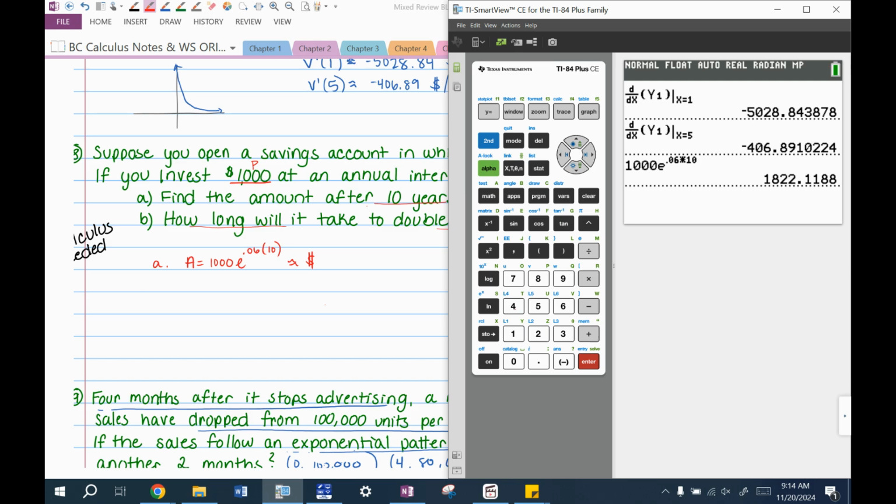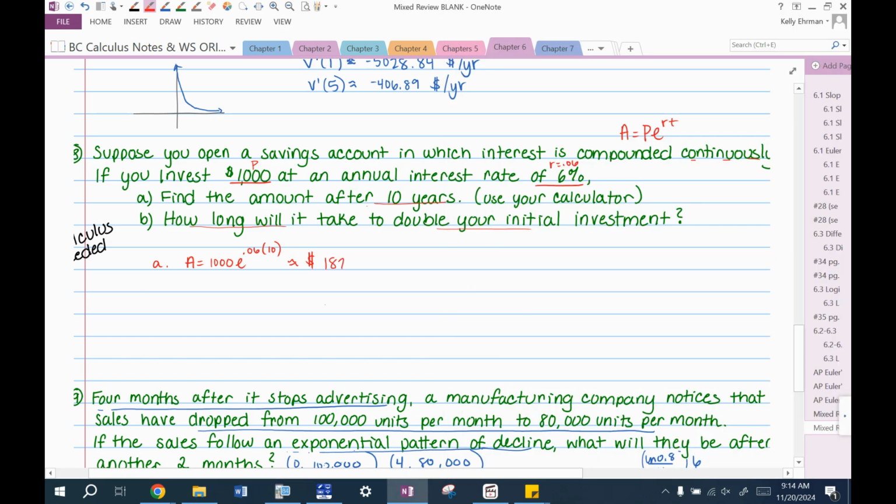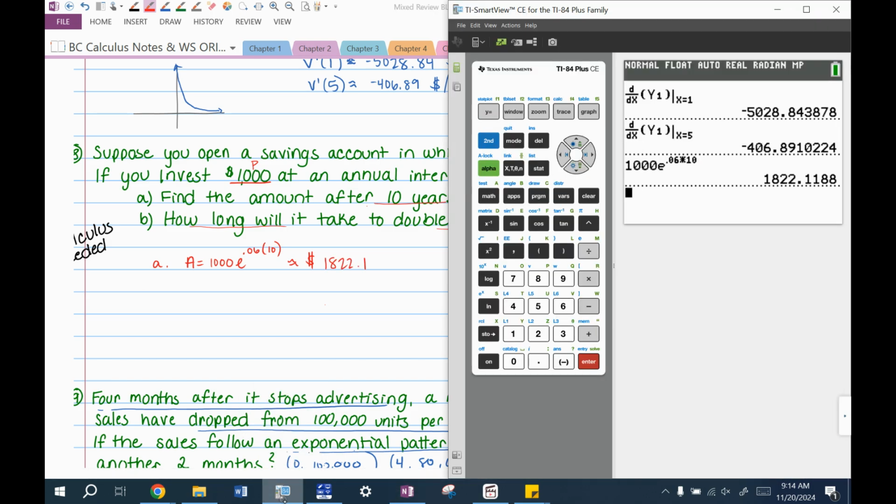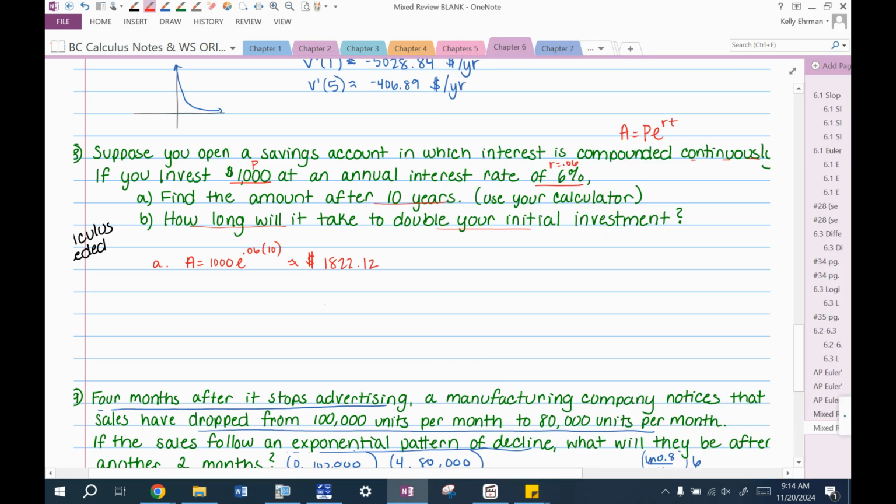So that's 1,822.12. That's how much money after 10 years. How long will it take to double your investment? So now, because I know I'm investing 1,000, I can put 2,000 here, but really it doesn't matter.